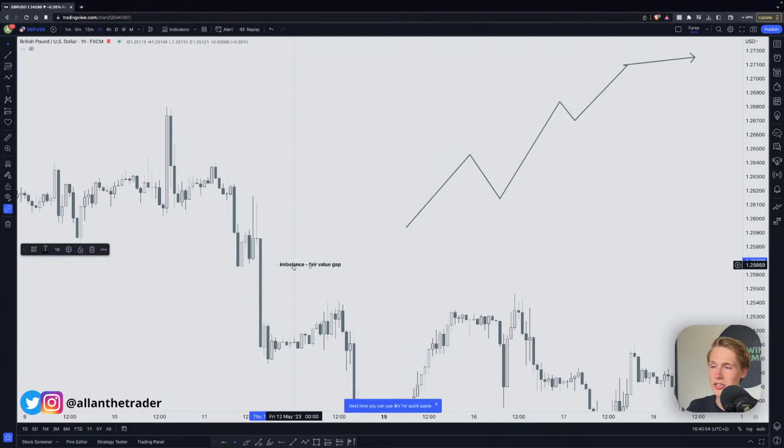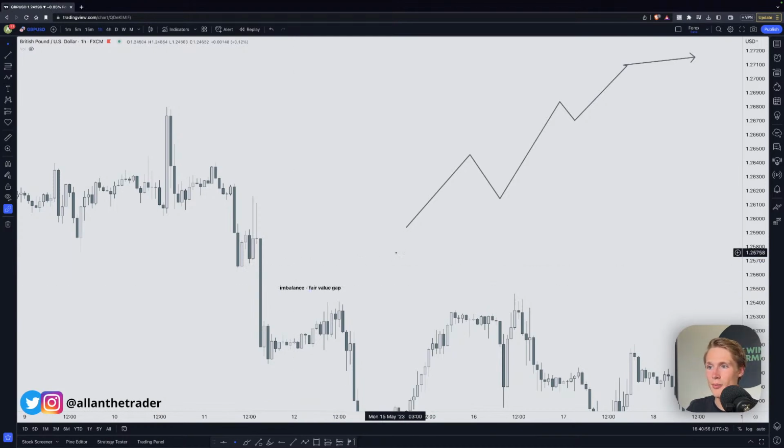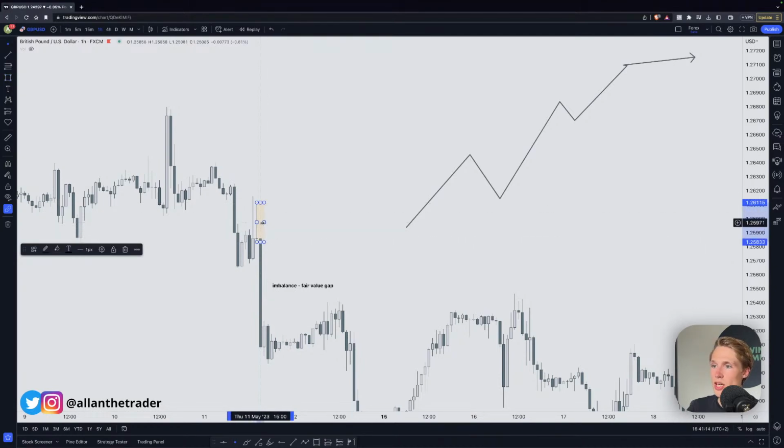I like the word imbalance. It's shorter, it's easier. What it basically is, it's the space between your first candle, so the candle creating the rapid price movement, aka the demand or supply zone. So let's say this is your first candle. It's the space between the first and the third candle.